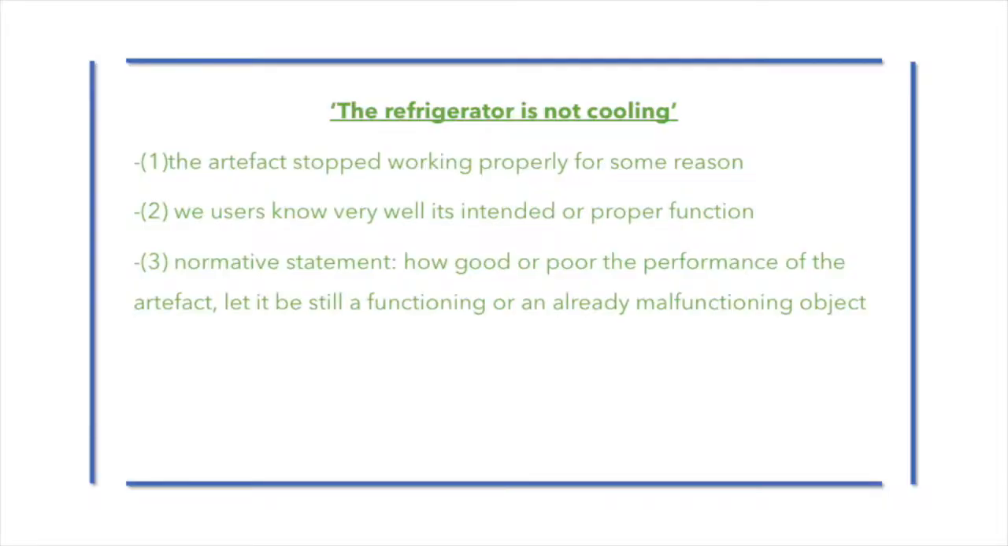But even though malfunction statements in many cases can be simple, these explanations of a particular state of an object contain at least three types of intertwined assumptions. The first is that the artifact stopped working properly for some reason. The second is that the users know very well its intended or proper function. And the third is a normative statement, how good or poor the performance of the artifact is, let it be still functioning or an already malfunctioning object.